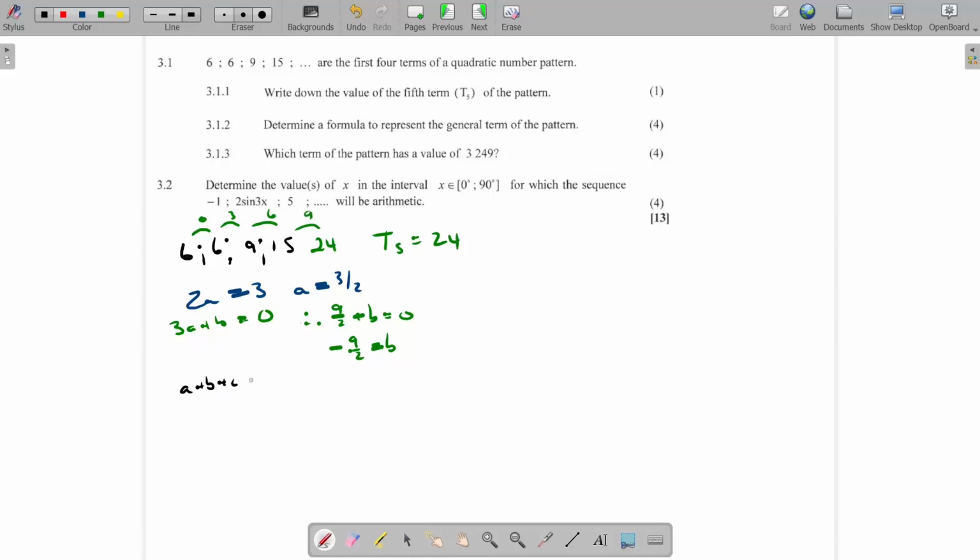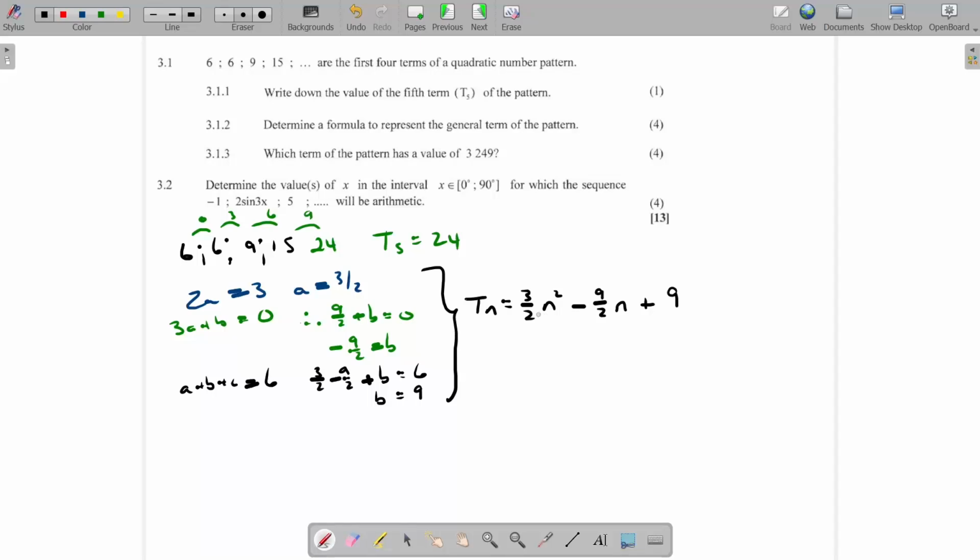And we can see, hopefully, that a plus b plus c equals 6. And since we've got 3 over 2 minus 9 over 2 plus c equals 6, well, 3 over 2 minus 9 over 2 is minus 6 over 2, which is minus 3. So that's minus 3, and it goes across. c will equal 9. So we put this all together, we know that our formula will be Tn equals 3 over 2 n squared minus 9 over 2 n plus 9. And we're going to test that quickly by putting in, for example, the number 1.